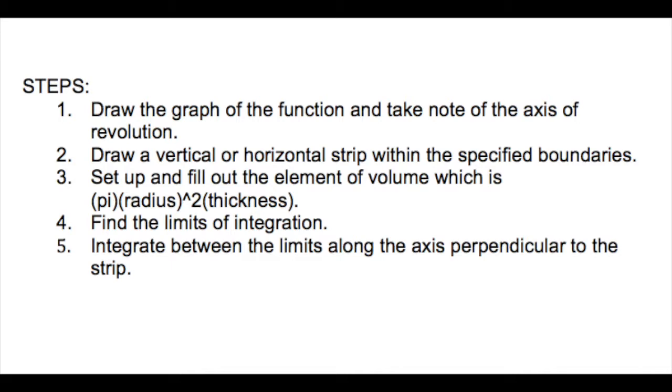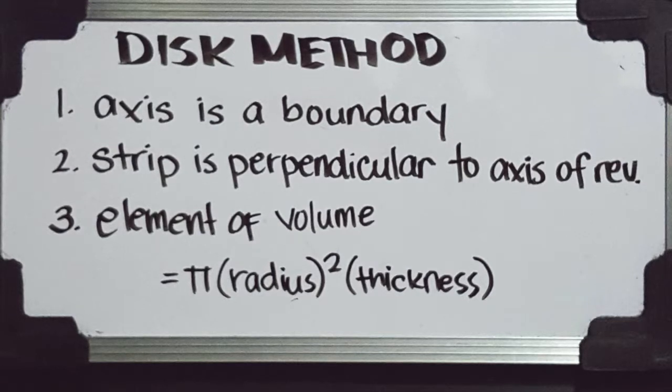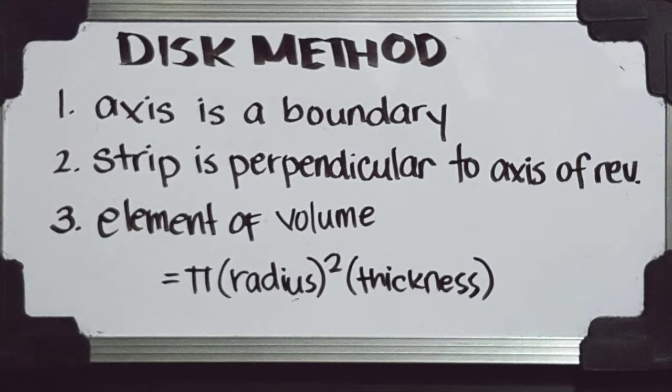Also, you must always remember the following so that the disk method will work. A. The axis is a boundary. B. The strip is perpendicular to the axis of revolution. C. The element of volume is pi times radius squared times thickness.